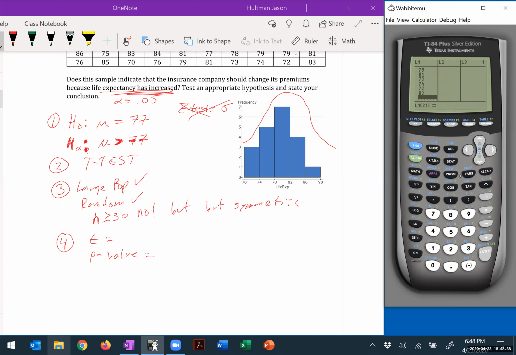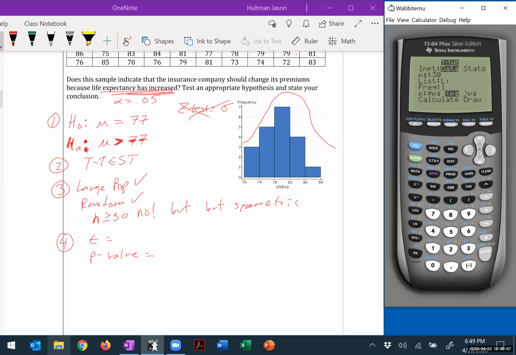So now I'm going to exit out of this, go back to stat, go back to my test that I left off at. I want to do the t-test. Using the data, how many am I testing? My sample size is 20.